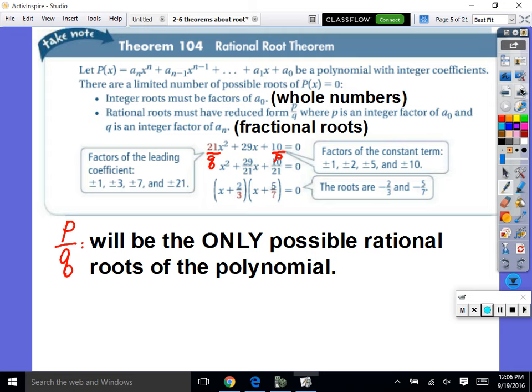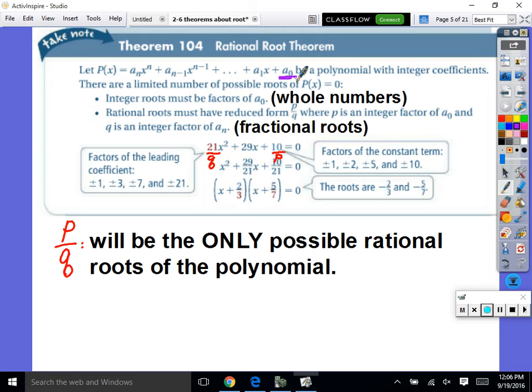a limited number of possible roots. So it's not everything like we would suspect before this lesson. Integer roots, whole number roots, will be factors of a sub naught. So our integer roots will be factors of this ending term here. Factors mean what multiply to be it. And rational roots, meaning fractional roots, will have reduced form p over q, where p is a factor of a sub naught, and q is a factor of a sub n.